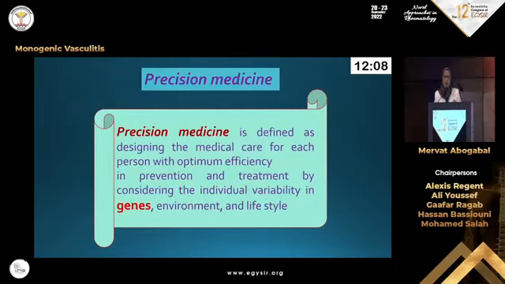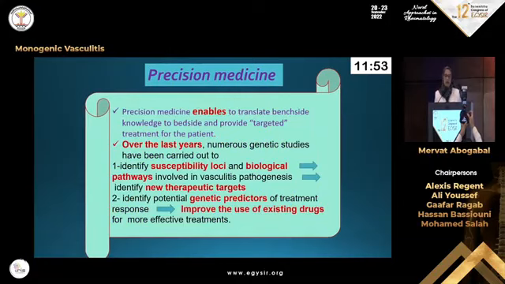Precision medicine is defined as designating medical care for each person with optimum efficiency in prevention and treatment by considering individual variability as regards genes, genetic profiling, environment, and lifestyle. This means that precision medicine enables translating bench-side knowledge to bedside and provides targeted treatment for the patient.